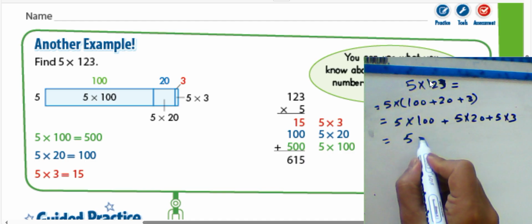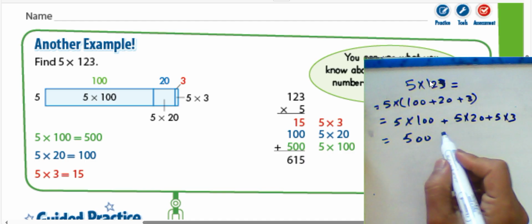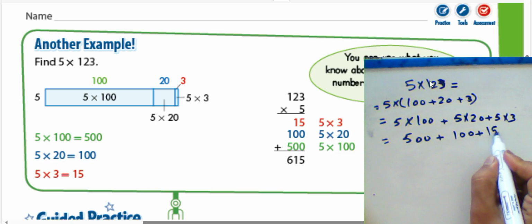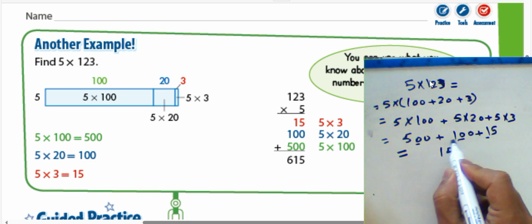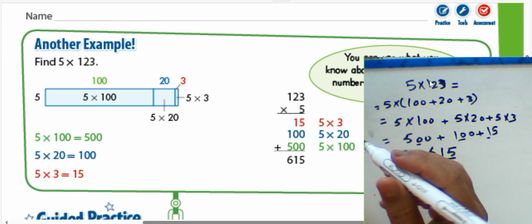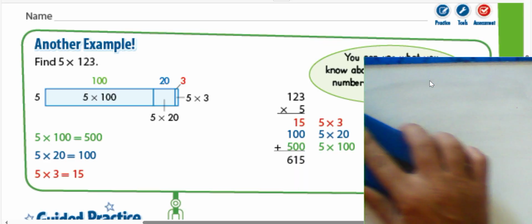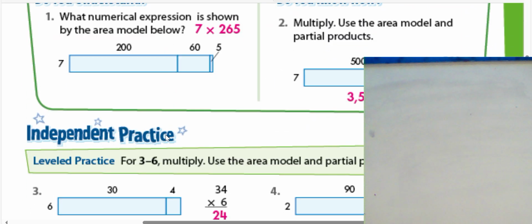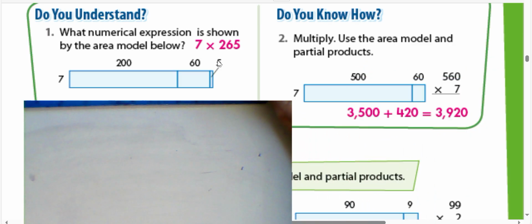5 times 100, 500. And 20 times 5, write 0, 2 times 5, 10, and 3 times 5, 15. 5 plus 0, 5, 1 plus 0 plus 0, 1. 1 plus 5 equals 6. The result will be 615. Okay. Next question. Also, we can find the result of 7 times 265.